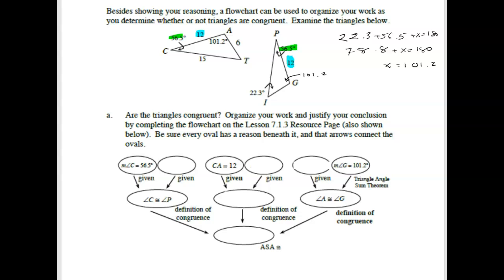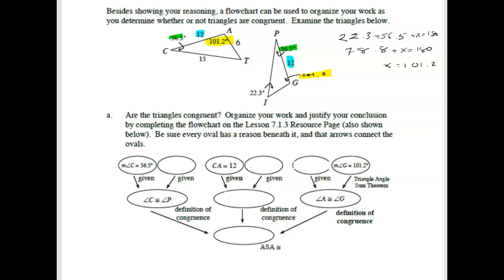That's important because then I can use that information. So 101.2 and 101.2. Again, notice angle, side, angle, angle, side, angle. I could have found angle T instead and tried to find it using AAS. That's the beauty about this. Eventually you'll get to choose which you want to use.